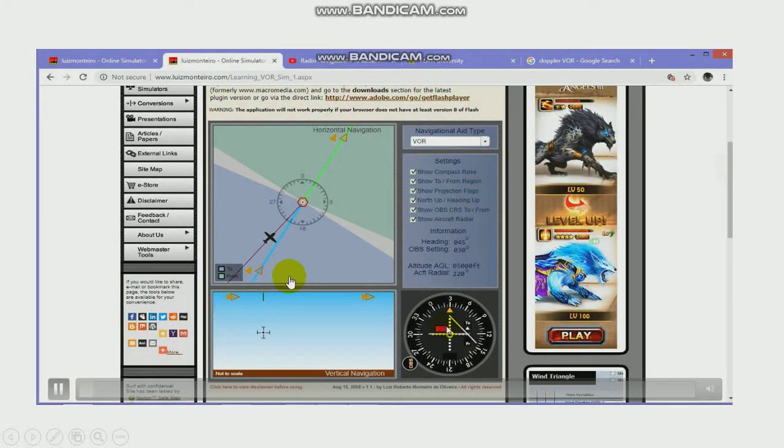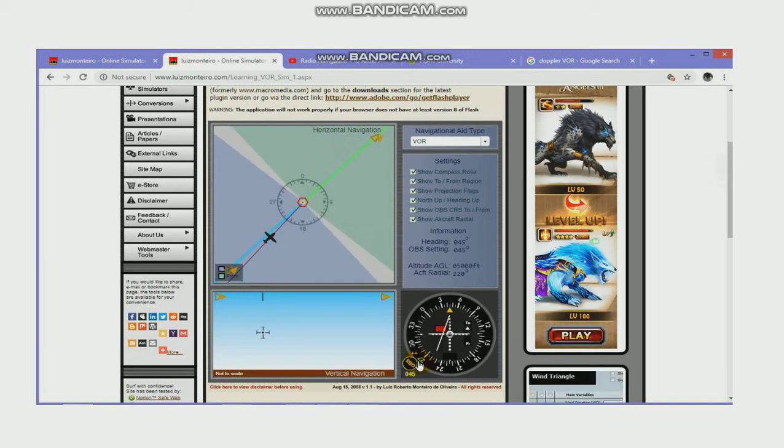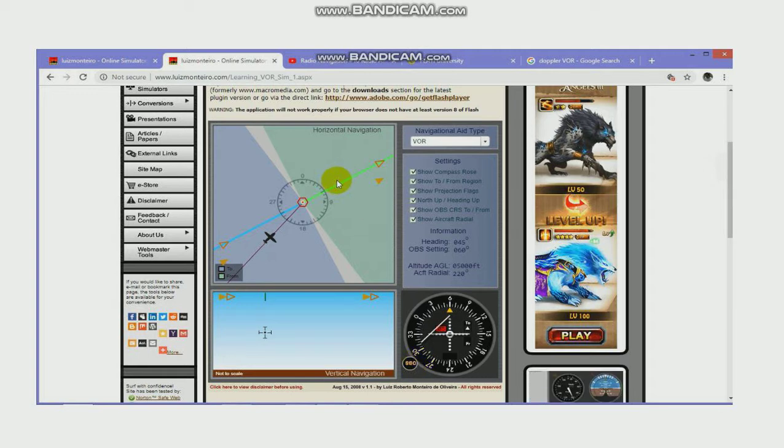This instrument is the combination of the omni-bearing selector and the course deviation indicator. What the pilot does is rotate this knob to select the radial they want to fly on. For example, they want to fly on the radial of 60 degrees. Now this line here points to the 60 degree radial from the VOR.